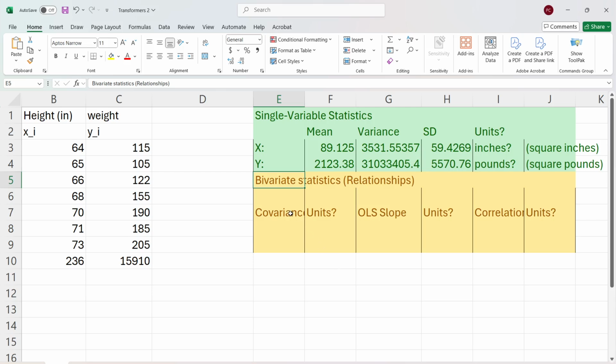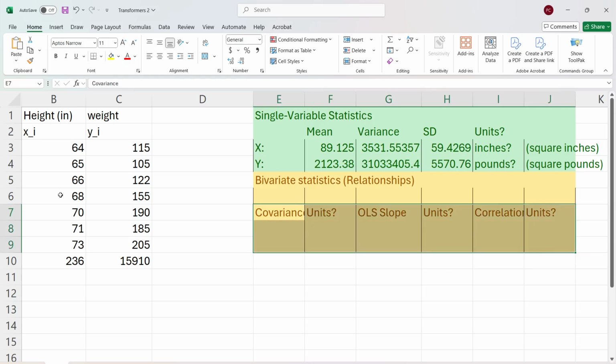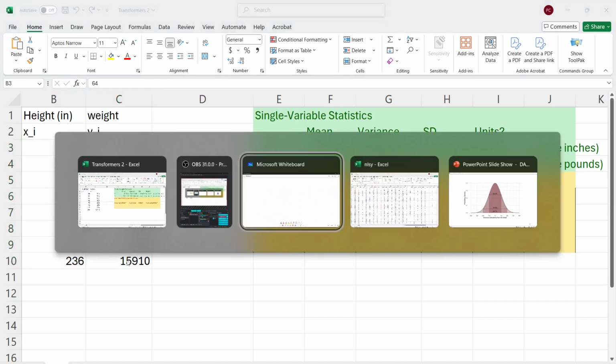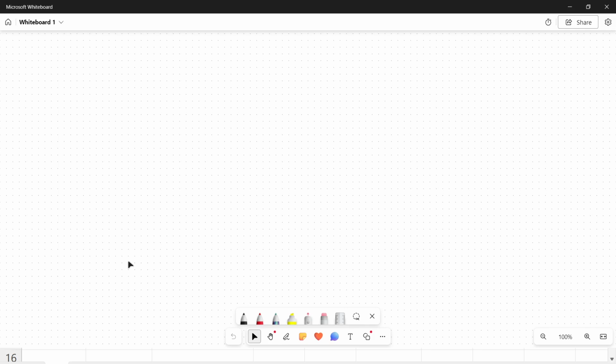Right now, I want to look at correlation, the slope of an OLS regression line, and covariance. The units of these are very important, even though all of them hinge on these two variables here. So I'll tab back to the whiteboard, and I'll start defining things.